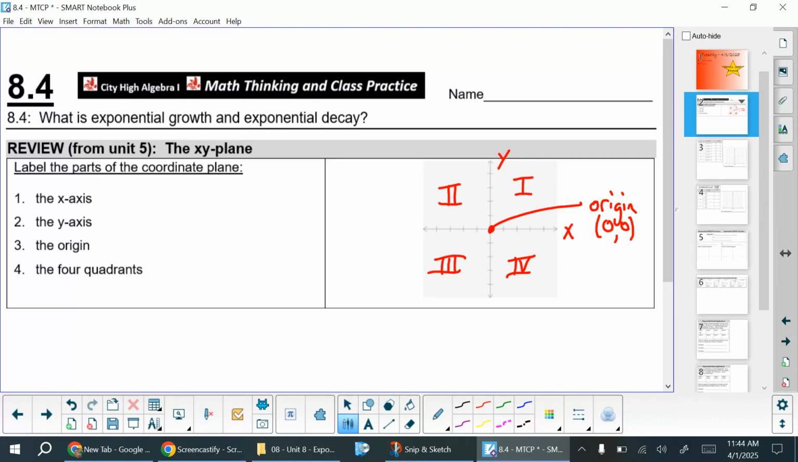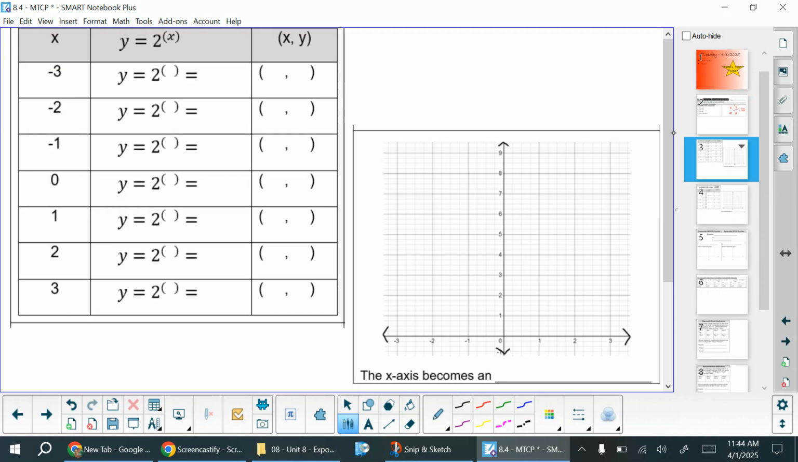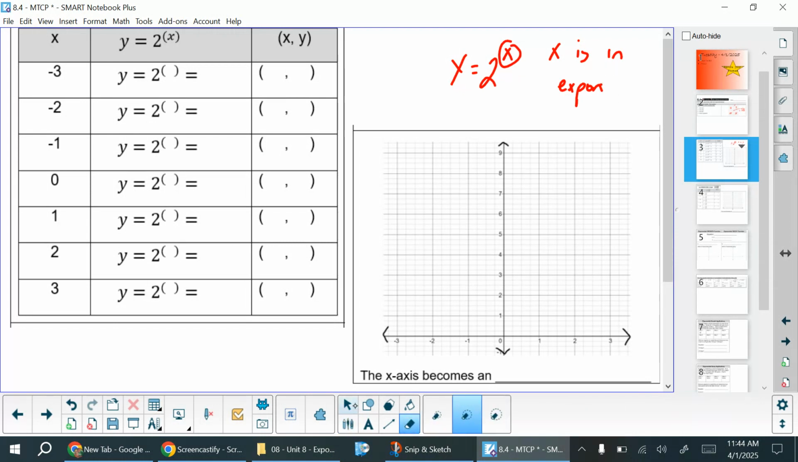So let's jump into exponential functions. We've got a function that looks like this: y equals 2 to the x power. So the difference here from everything we've seen before is that the x is actually in the exponent. That is new. We have not done that before.